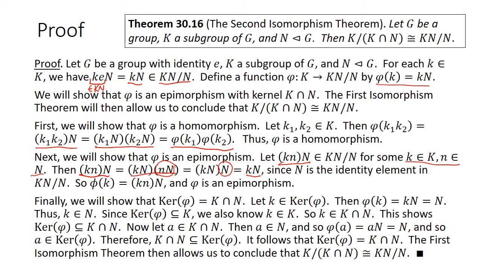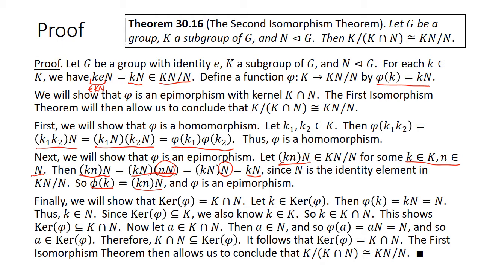Okay, and so that means we can definitely find an element that gives us this output from phi, just little k. All right, so little k into phi, we'll get Kn times n, and that's the output that we were looking for. So this shows that phi is indeed an epimorphism.